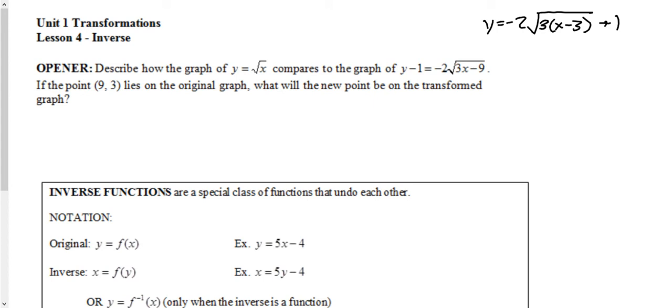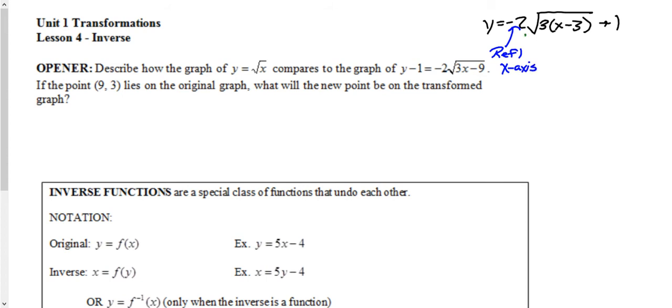We now need to figure out, well, what transformations do we have? Well, I'm seeing about 5 of them here. The very first one here is that negative sign. So we're reflecting it on the x-axis. So we definitely have a reflection.